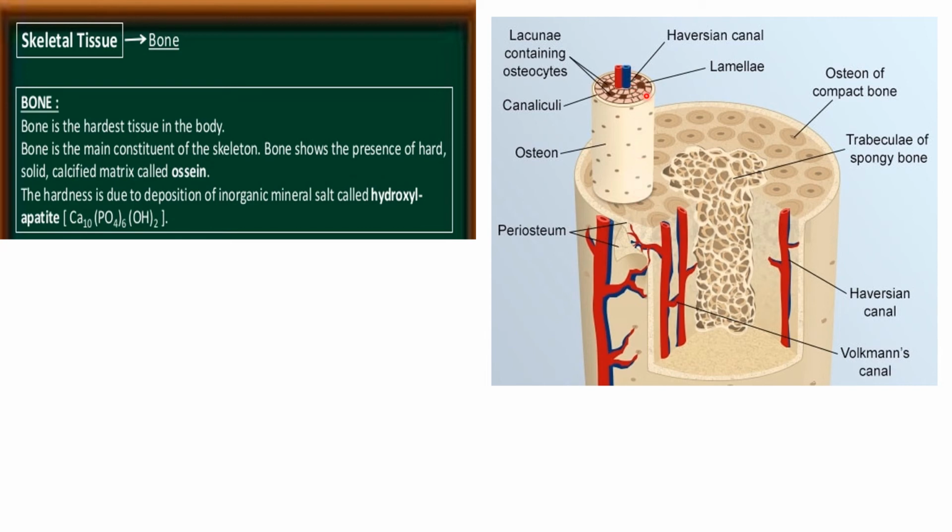Now there are two types of bones. The first one is the compact bone, where the Haversian canal is present, and the second is the spongy bone, which is present inside and does not contain Haversian canals. And when two Haversian canals join together, it is known as Volkmann's canal.